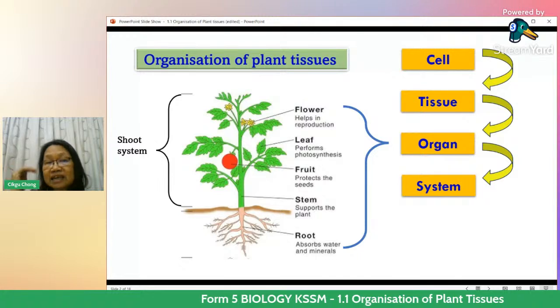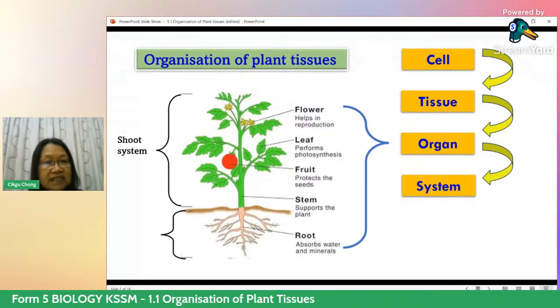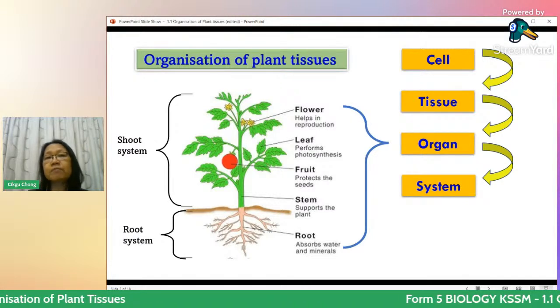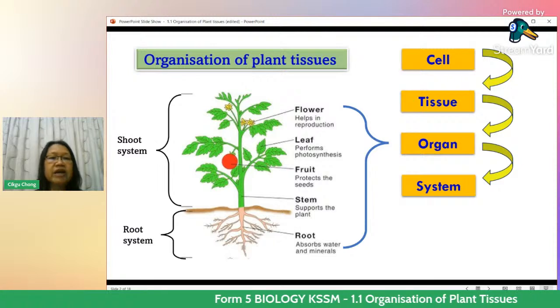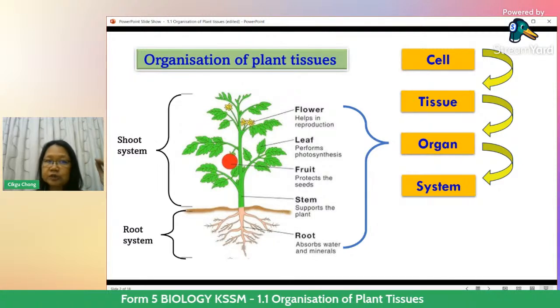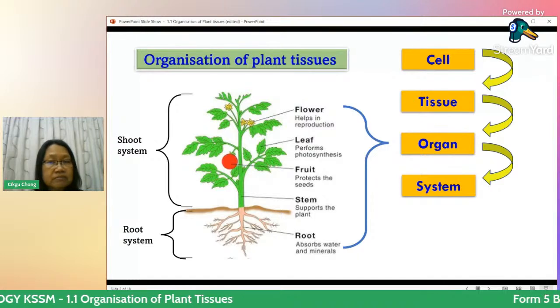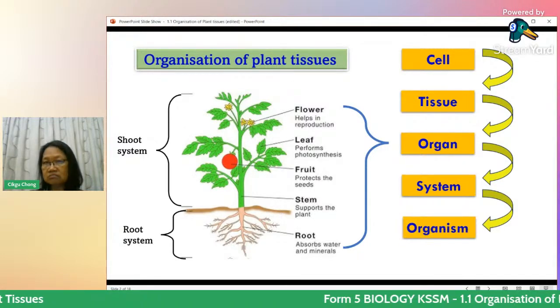Okay, and then what is inside the ground? Inside the ground, you have the root system. Whatever is inside the ground is the root system. So very simple in terms of system for plants: you have the shoot system and the root system. These different systems, the shoot system and root system, form the entire organism. So the entire organism, that's the next level, which is your plant.